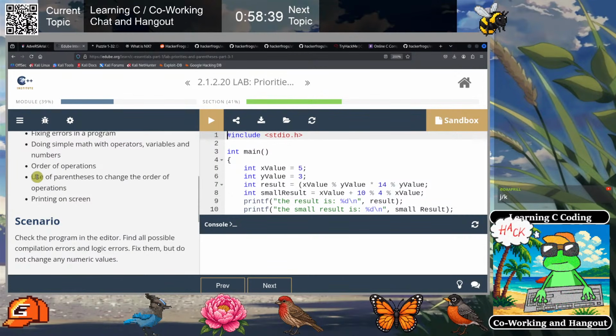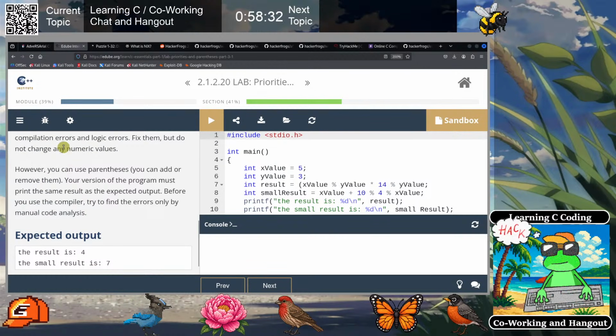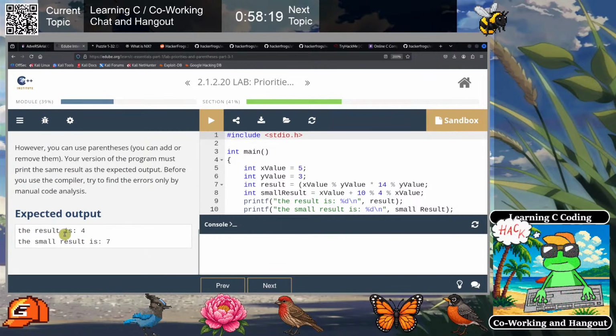Okay, so let's do order of operations. Use the parentheses to change the order of operations printing on screen. Let's see. Fix them, don't change any of the numeric values. You can use parentheses. Your version of the program must print the same result. Before you use the compiler, try to find the errors only by manual code analysis. The result is 4, the small result is 7.